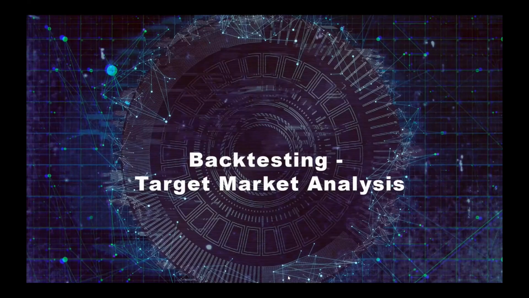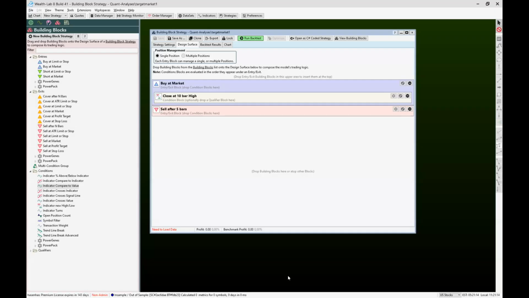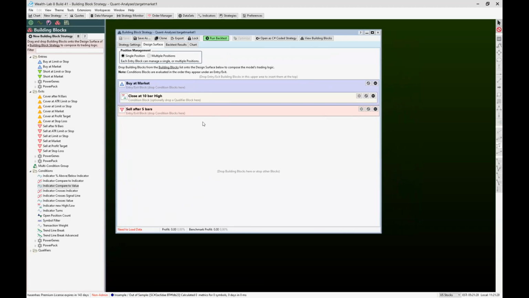And let me switch to my backtesting software. And now you should see the backtesting software. It's called Wealth Lab. Maybe you know it. And with this software, you can do portfolio backtesting. That's what we want to do right now. And this software is also for non-programmers. So you don't have to do any coding to develop very, very good trading strategies.